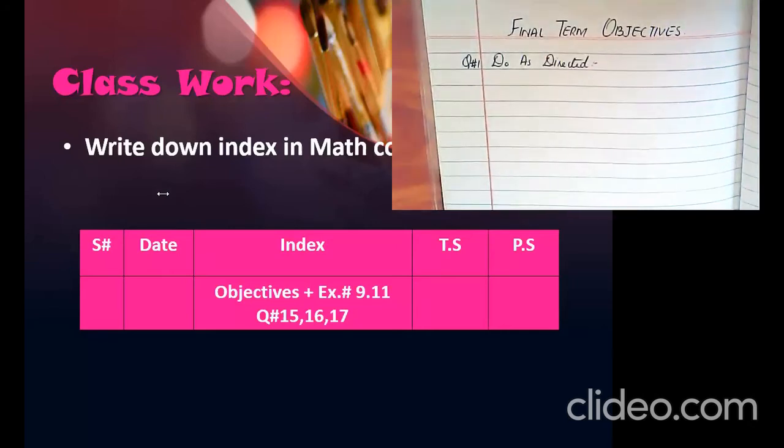Please do it fast, beta. We do not have enough time. Everyone, do it right now.